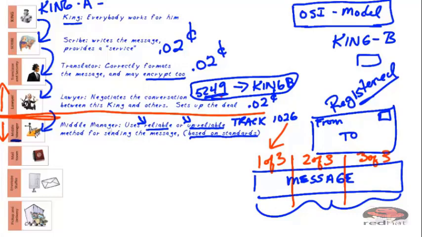So you with me so far? We have the King A who sent a message and the scribe wrote it down. The translator possibly encrypted it, massaged the data to make it presentable for the other side.